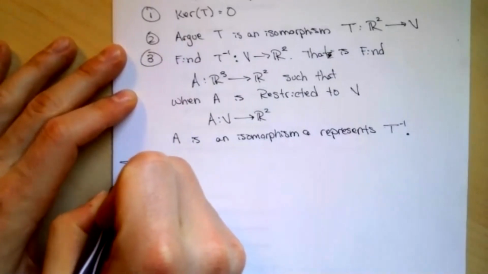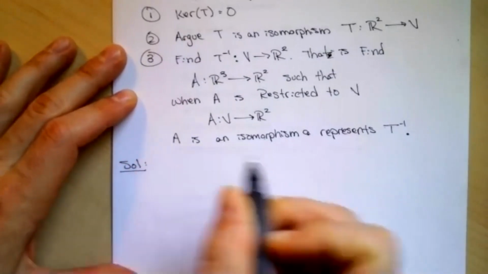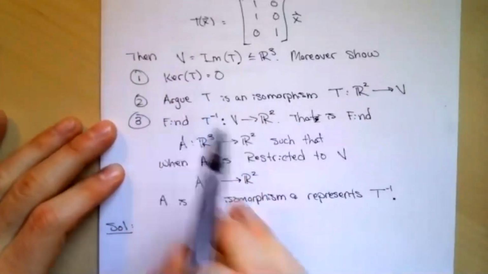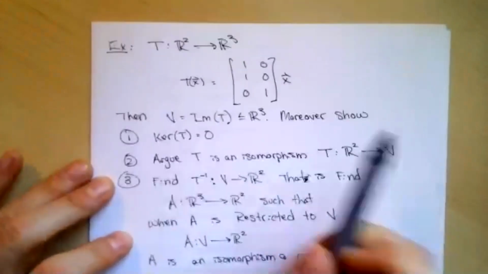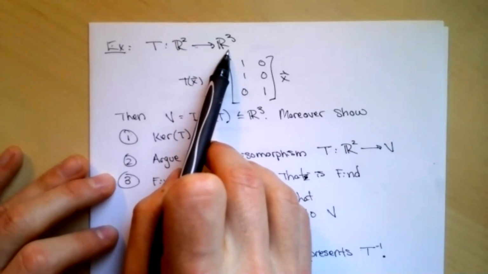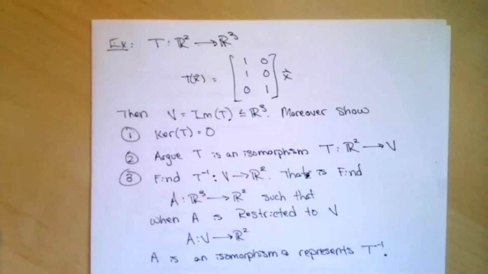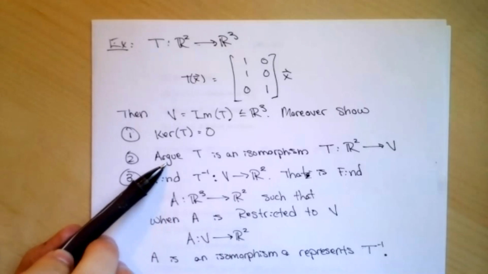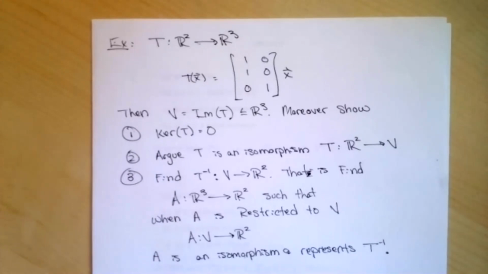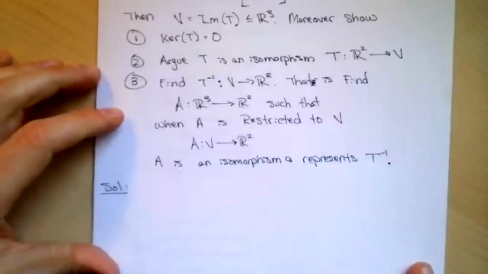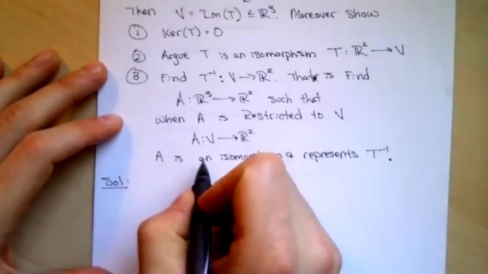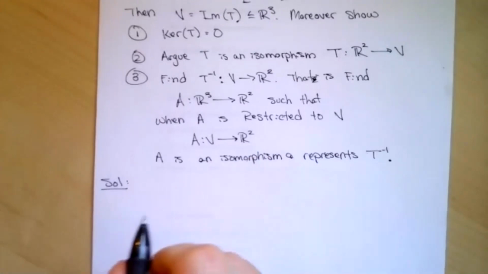So our solution, this is a little more written out than what the book does. The book kind of jumps right into this last part, but I think understanding these first two parts is also important. Because we have a transformation from a lower dimensional space into a higher dimensional space, we want to be careful. It's not always the case that T is going to be an isomorphism onto its image. We need T to be injective first. So we need to show that the kernel of T is equal to 0. So why should the kernel of T equal 0?